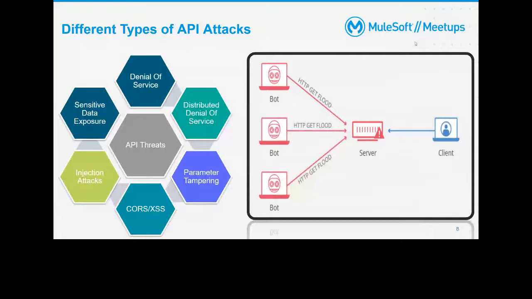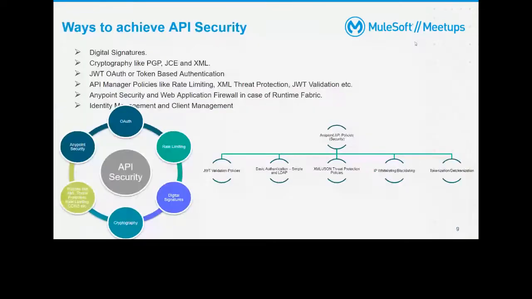How do we achieve API security? For data security, MuleSoft provides digital signature. You can sign the message and send it to the end user, so the end user can validate the signature and ensure that the request is coming from the right client. Then we have a cryptography module.